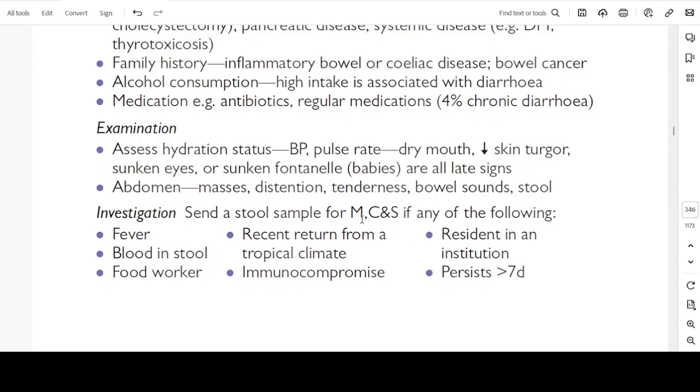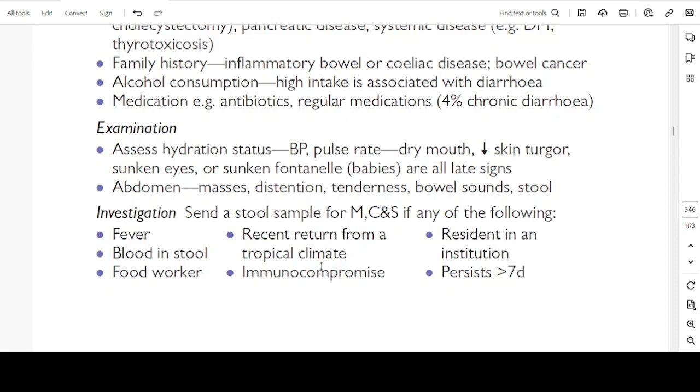Not all diarrhea needs a stool sample. Only send a stool sample whenever there is fever, that is, it is an infectious diarrhea; when there is blood in the stool, that is, it is dysentery; or when he is a food worker and there is a possibility that he will spread the infection to other people.